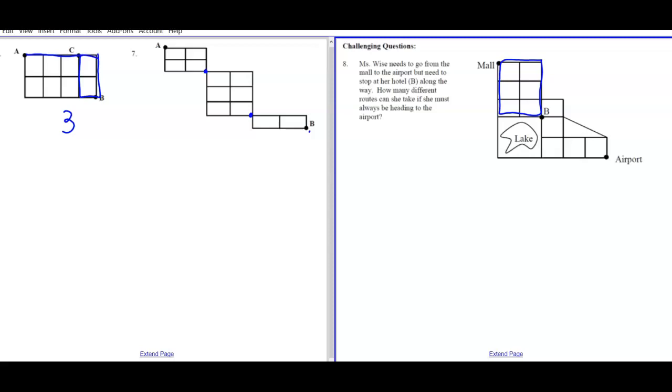Okay, and then 9 and 10 together are more challenge questions. We'll talk about more of those later. Okay.